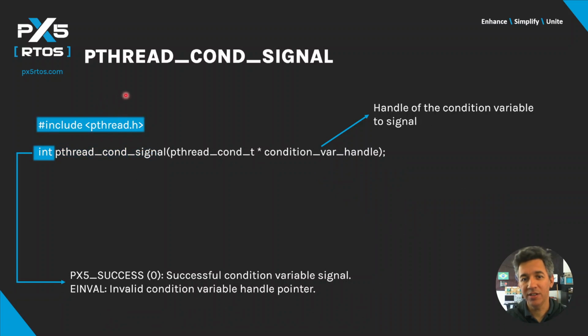After initializing, we can call the pthread_cond_signal to resume the highest priority thread currently waiting on this condition variable. We pass the handle of the condition variable to signal and we check the return for errors.